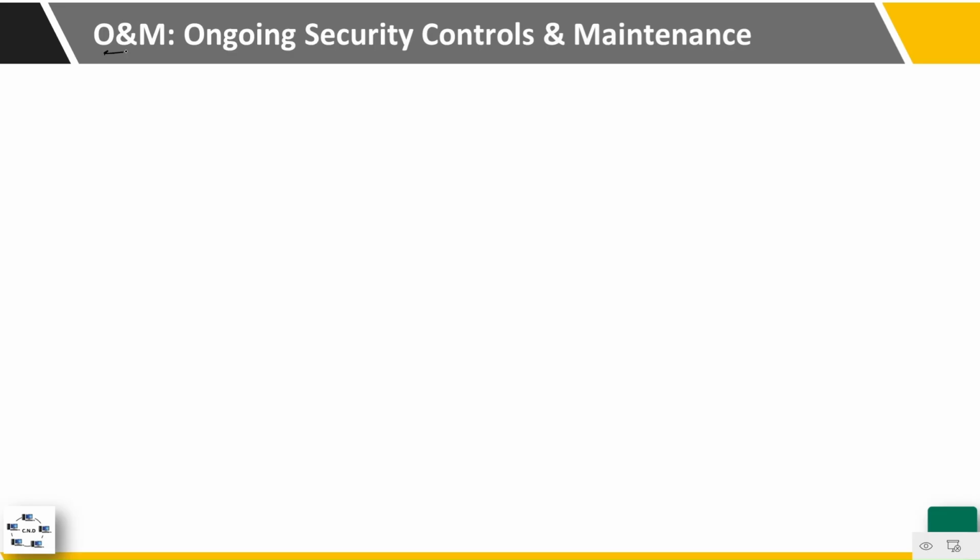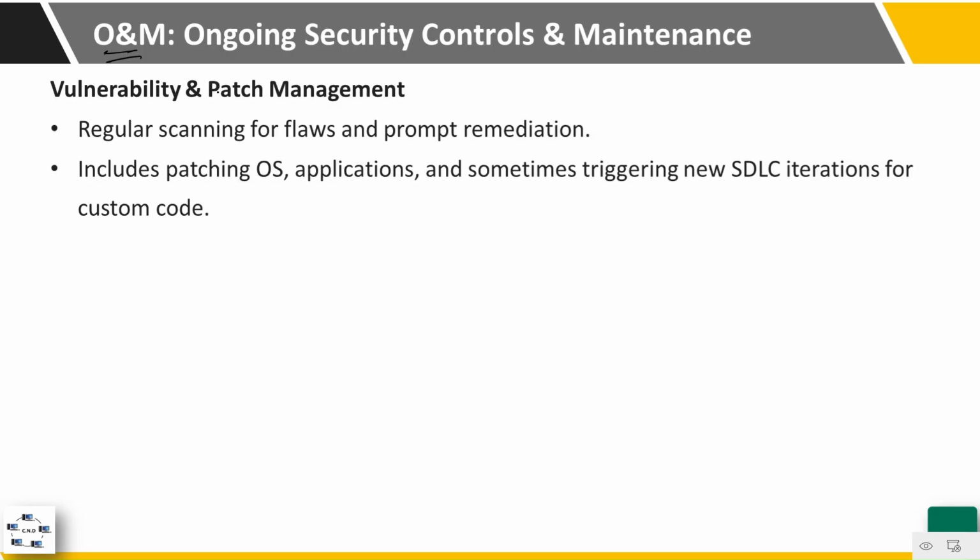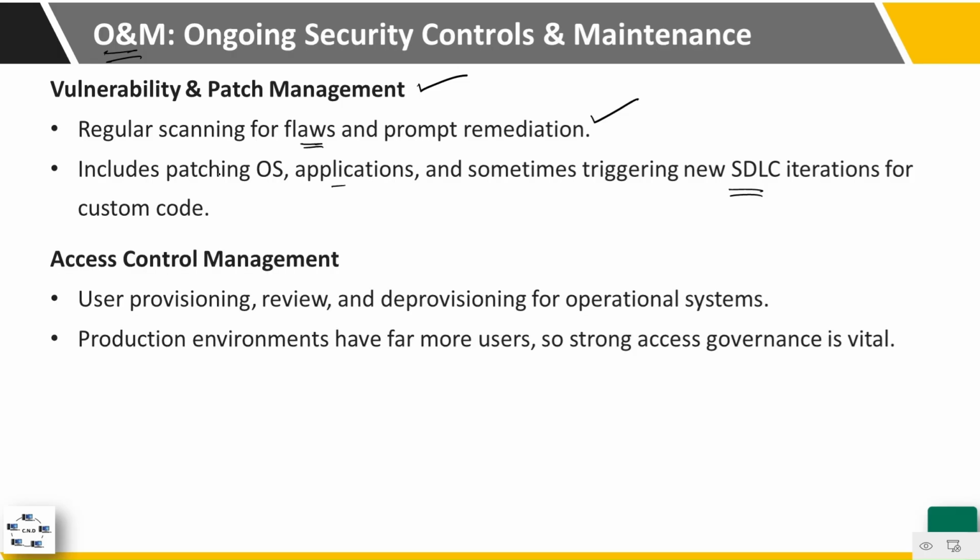Our next topic is O&M, that is ongoing security controls and maintenance. So we have vulnerability and patch management, which is an ongoing O&M process. It includes regular scanning for flaws and prompt remediation of these flaws, including patching the operating system, application, and sometimes triggering a new software development iteration for custom code.